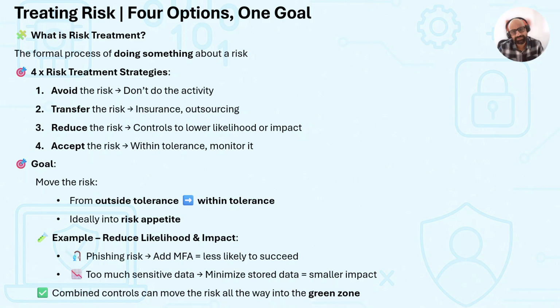Then there's an option to reduce it. This is where we apply controls: add DDoS protection, patch vulnerable systems, monitor transactions, etc. Take phishing as an example. You might add multi-factor authentication to reduce likelihood, and minimize sensitive data storage to reduce impact. In 2020, Lloyds Banking Group faced a spike in phishing attacks against its mobile app users. Rather than accepting the growing losses, they invested in stronger app authentication and transaction verification, cutting fraud attempts by over 50% within months. Then we have accept it.